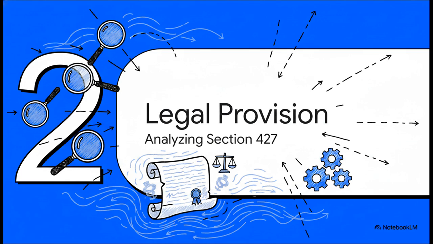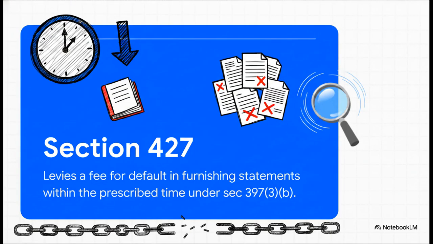Moving right along to Section 2, Analyzing the legal provision. Let's dissect the actual letter of the law. The absolute cornerstone of our discussion today is Section 427. This section deals specifically with the levy of a fee for defaults in furnishing statements within the time prescribed under Section 397(3)(b). So, the absolutely crucial takeaway here is that this section is triggered the very moment a person fails to deliver or cause to be delivered a mandatory statement on time. It is a strict, clock-driven provision. You miss the deadline, the clock starts.